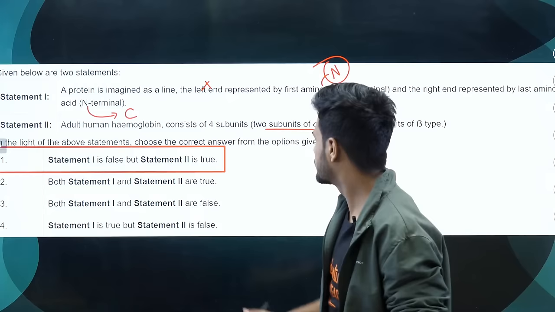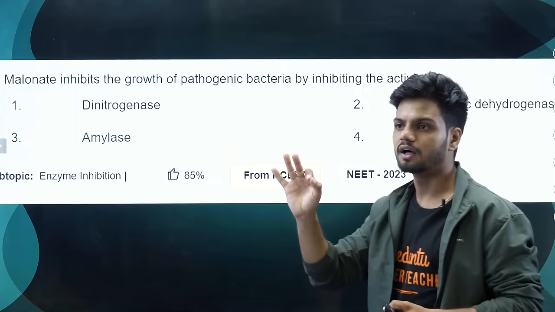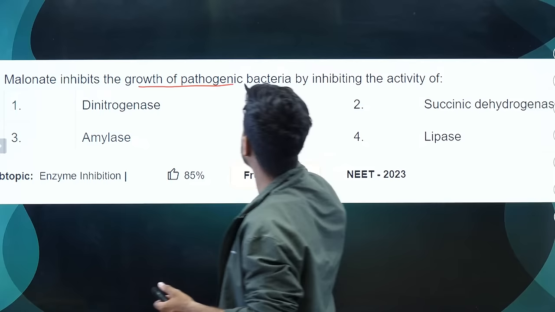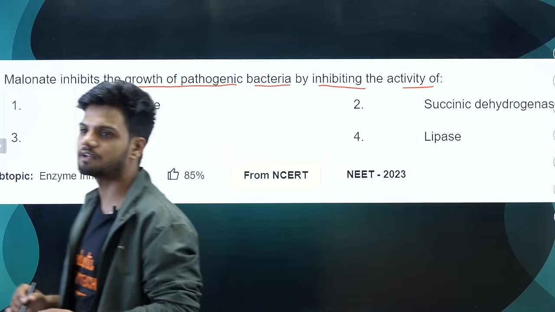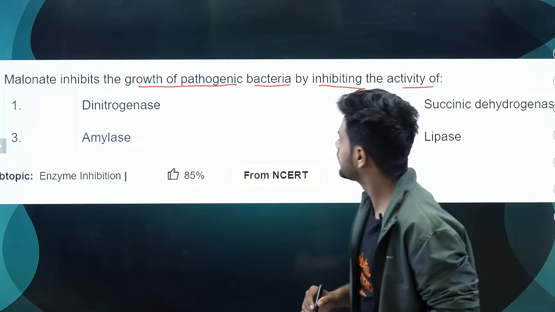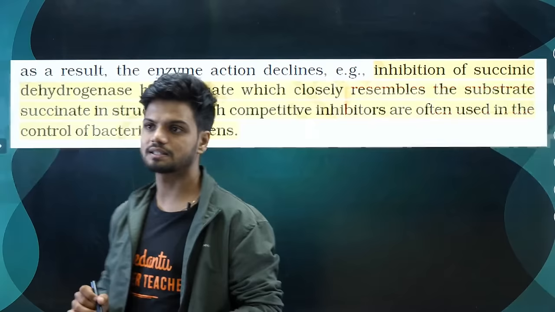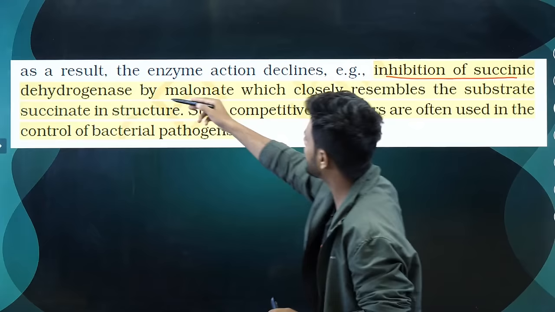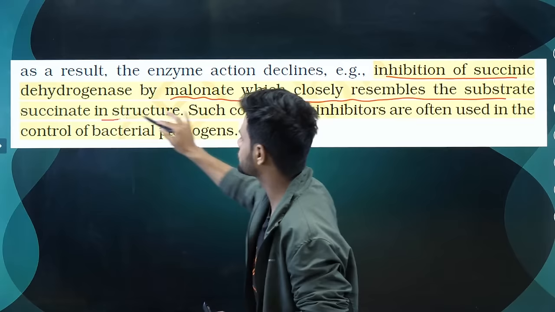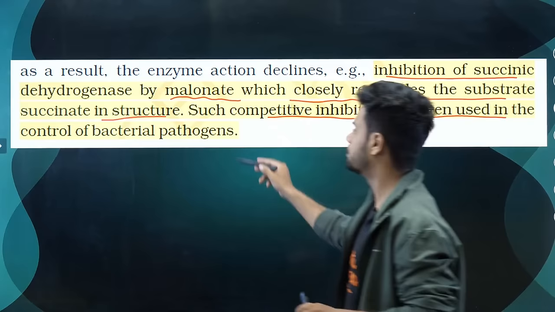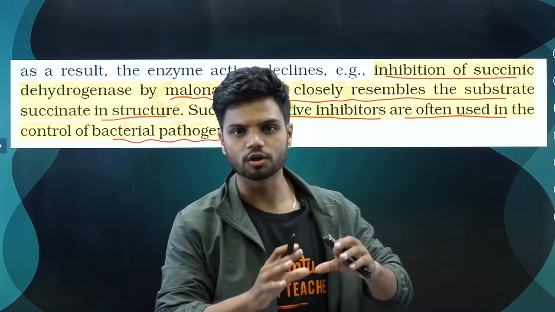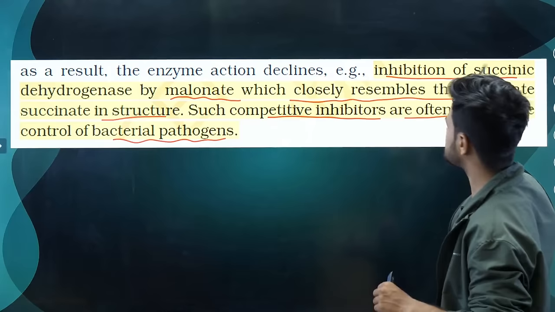Next question. Malonate inhibits. Very important question, repeated question. Malonate inhibits the growth of pathogenic bacteria by inhibiting the activity of succinate dehydrogenase. This is a type of competitive inhibitor. If you look at your NCERT line, inhibition of succinate dehydrogenase by malonate, which closely resembles the substrate succinate in its structure. Such competitive inhibitors are often used in the control of bacterial pathogens.